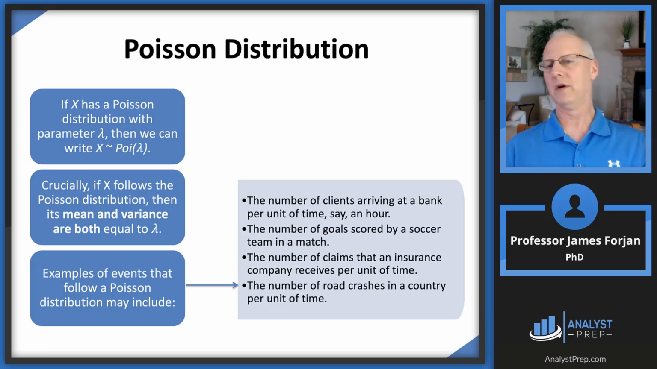Examples include number of clients arriving at a bank. I said something like that. Number of goals scored by a soccer team. Now, I'm not quite sure that all soccer goals follow this Poisson distribution.